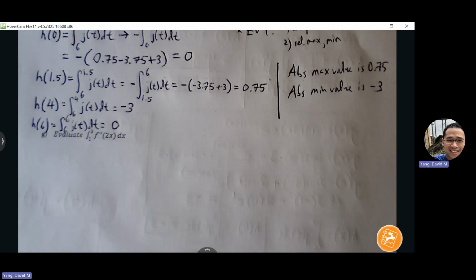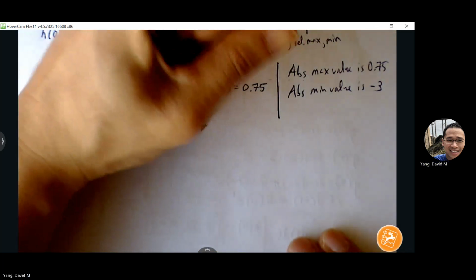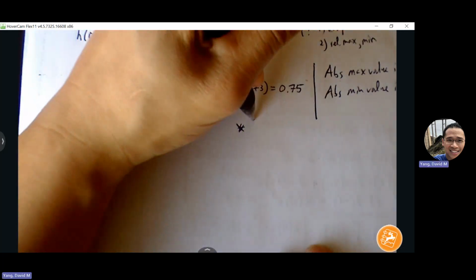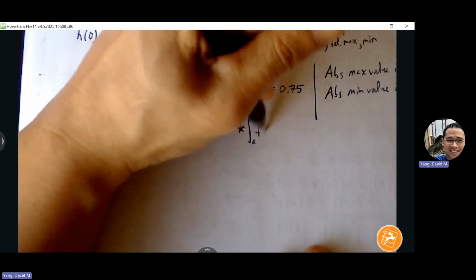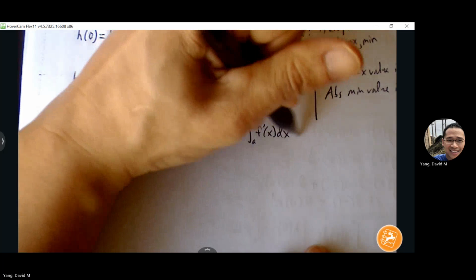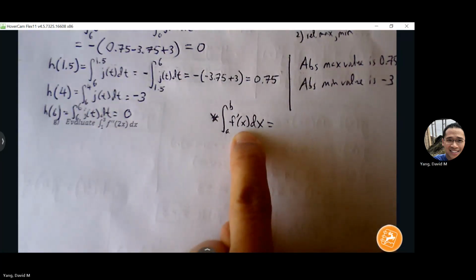Okay, last part. Part G, evaluate the integral of the second derivative of 2x from 1 to 3. Let me remind us of first theorem here. So I want to do a version of this to see if we remember. If I have integral from a to b of f prime of x, what will that turn into? F prime will become what?